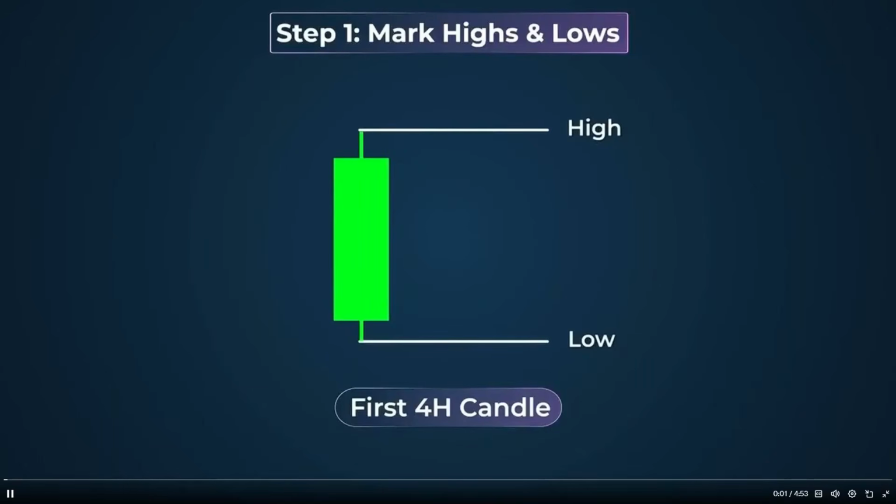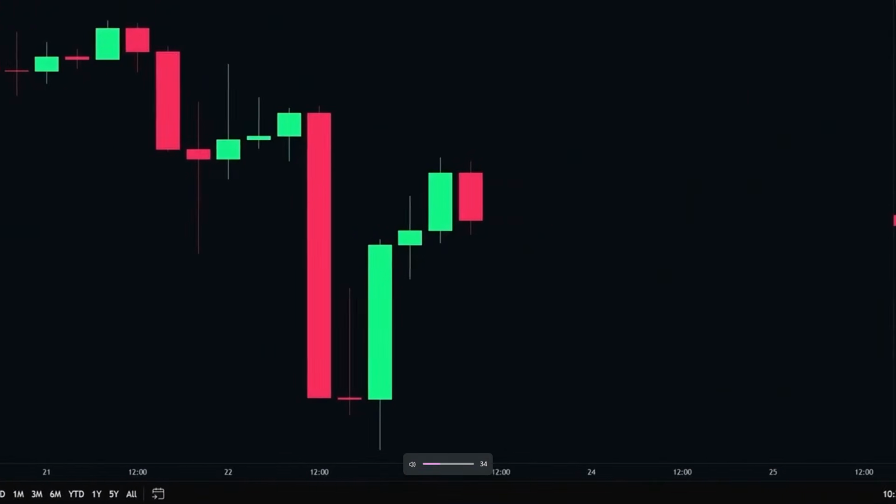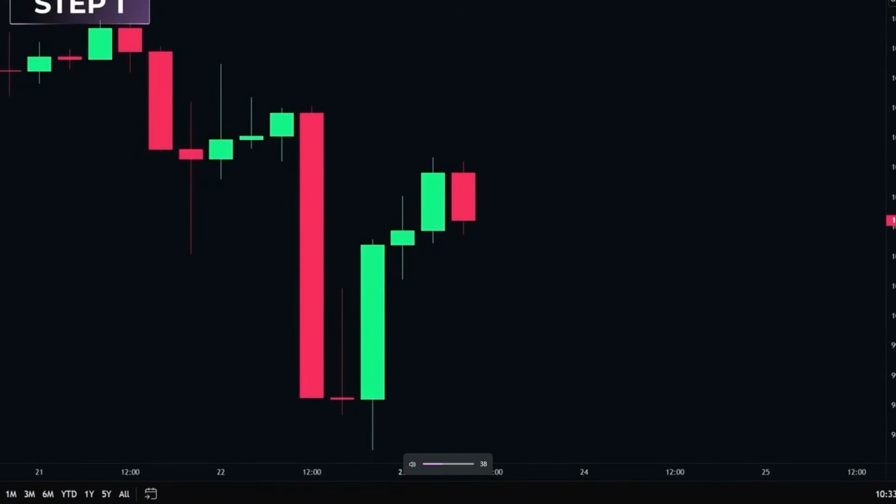the high and low of the first 4-hour candle that forms during the day. Here's how to do that on TradingView. First, choose any chart depending on the asset you're trading. For this example, I'm using the Bitcoin chart.